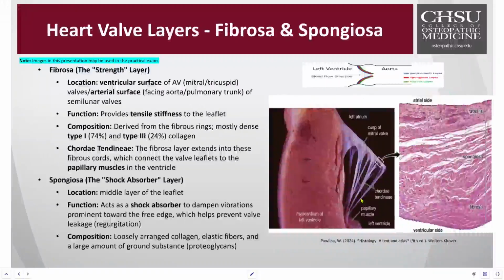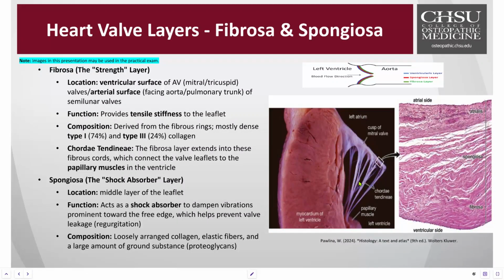So a deeper dive into these key layers. Let's start with the fibrosa. So think of this as a strength layer. It's located on the ventricular surface of the AV valve, the tricuspid and the mitral, and on the arterial surface of the semilunar, the aortic and pulmonary. Its primary function is to provide tensile stiffness to the leaflet, and it's derived from the fibrous rings. It's composed mainly of dense type 1 and type 3 collagen.